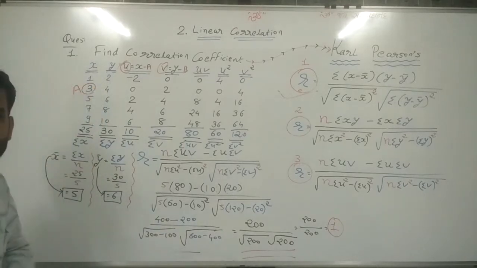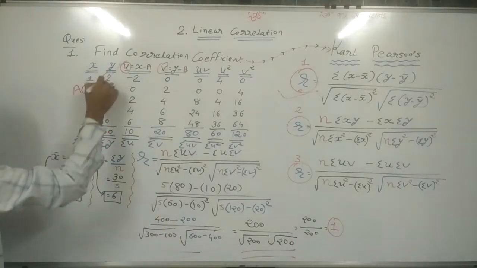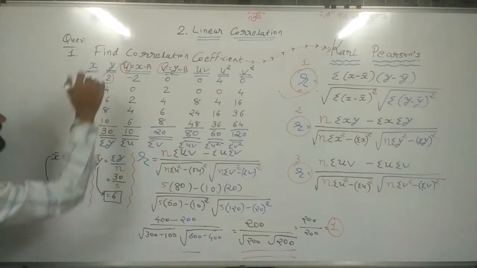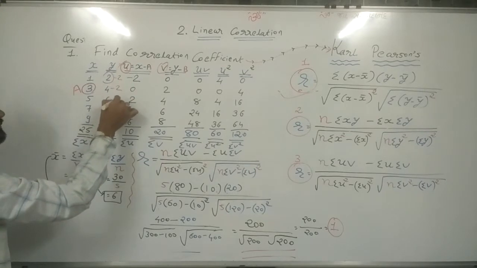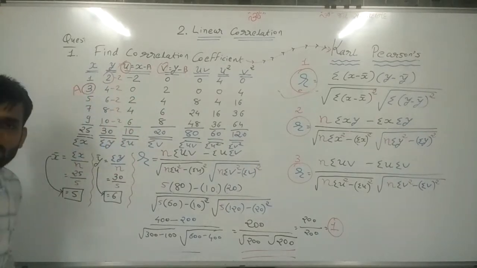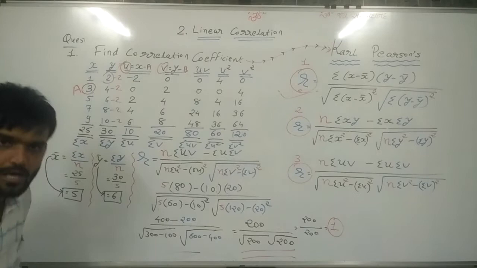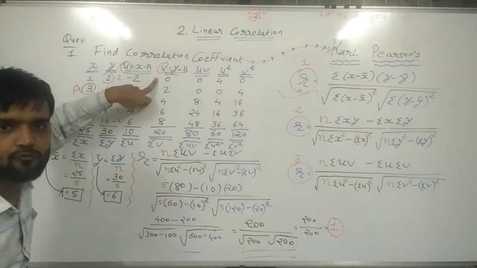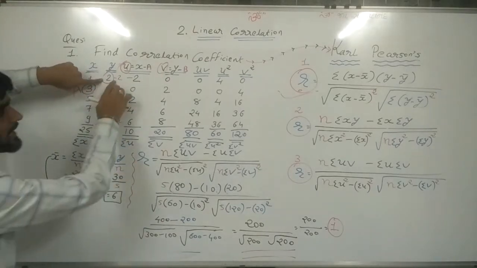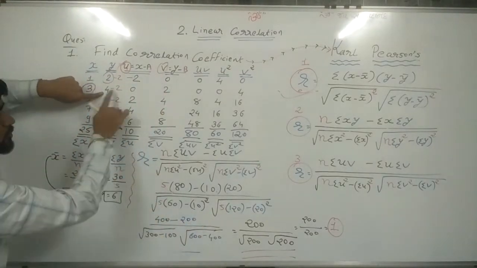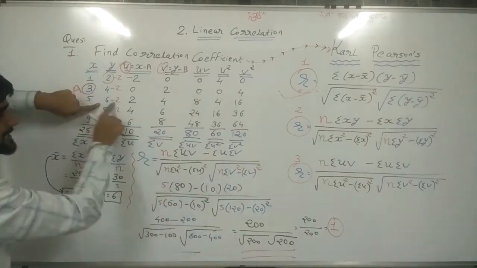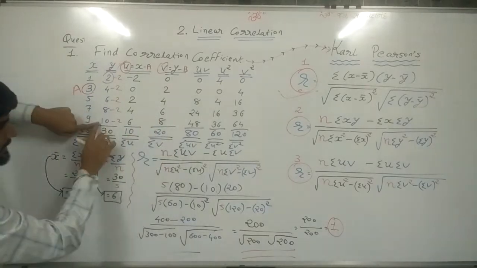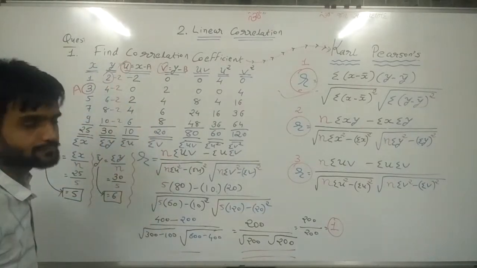Again, assume a value. Now suppose I assume here 2. So from all the values of y, I am deducting 2 and getting the value of v. So 2 minus 2, answer is 0. 4 minus 2, answer is 2. 6 minus 2, answer is 4. 8 minus 2, answer is 6. 10 minus 2, answer is 8.